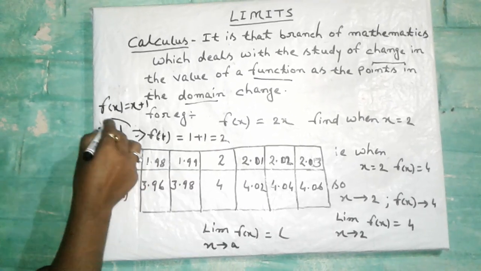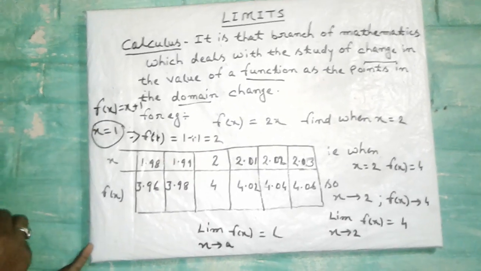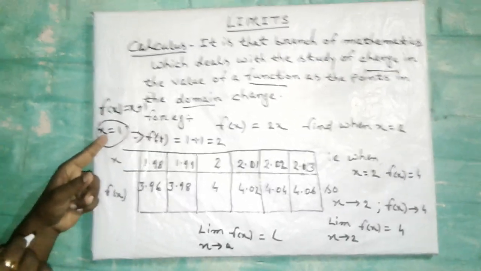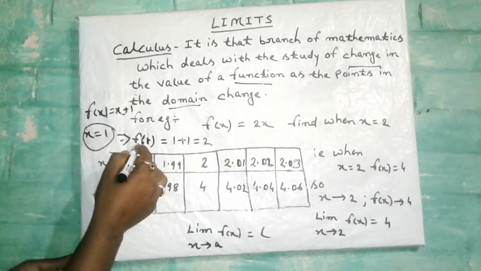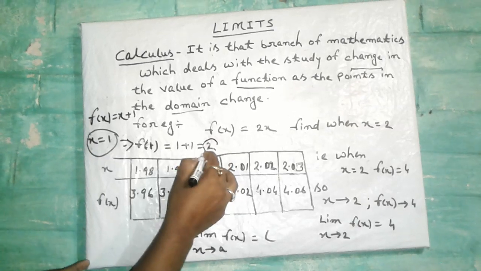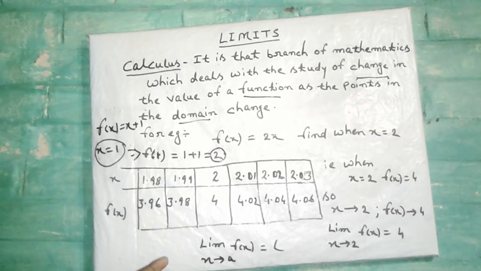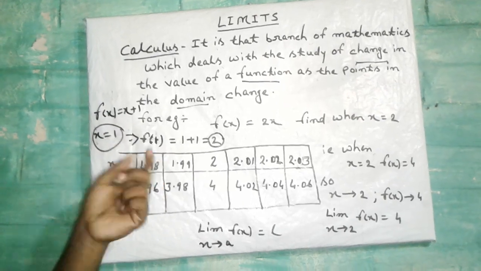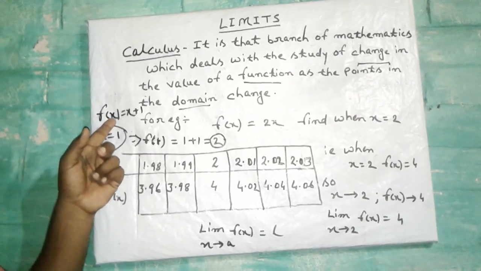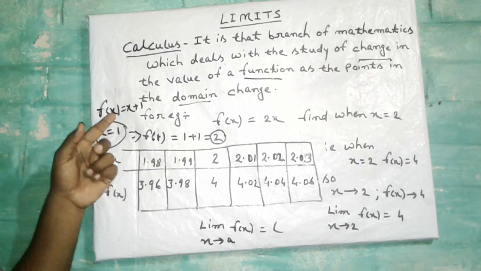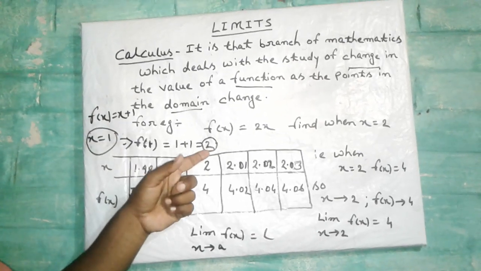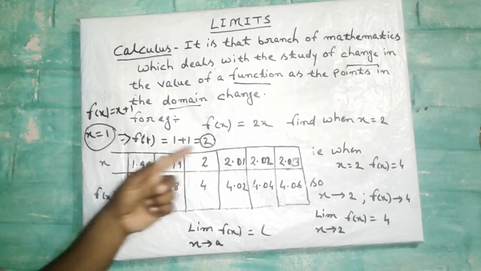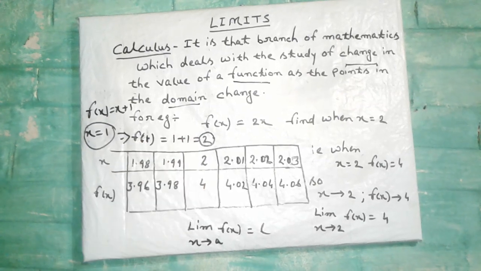The value of x that I have taken is called the domain, and after putting the value in the function, the particular value we got is called the range. So you have to remember, in a function the values which we put in place of x are known as domain, and the result we get is our range. We should know this to understand this topic.